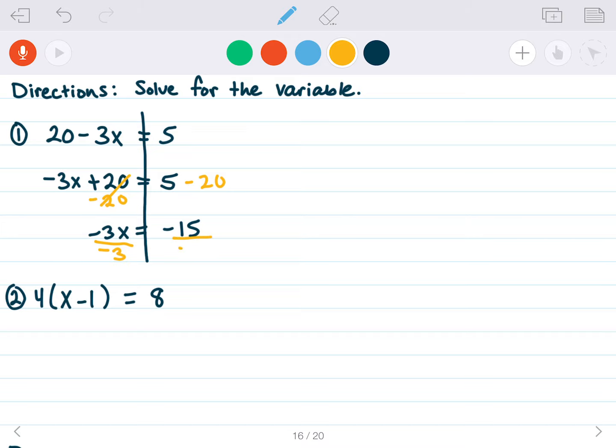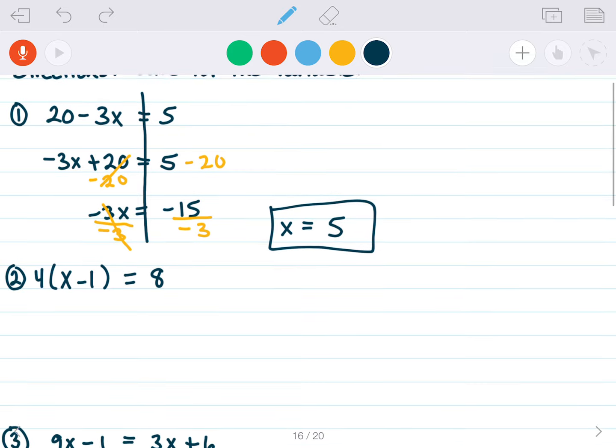All right. So that goes to 1. Excellent. I get x by itself. On the left, x is equal to negative 15 divided by negative 3, which is a positive 5, you guys. Again, go ahead and check yourself. Make sure that that's correct.